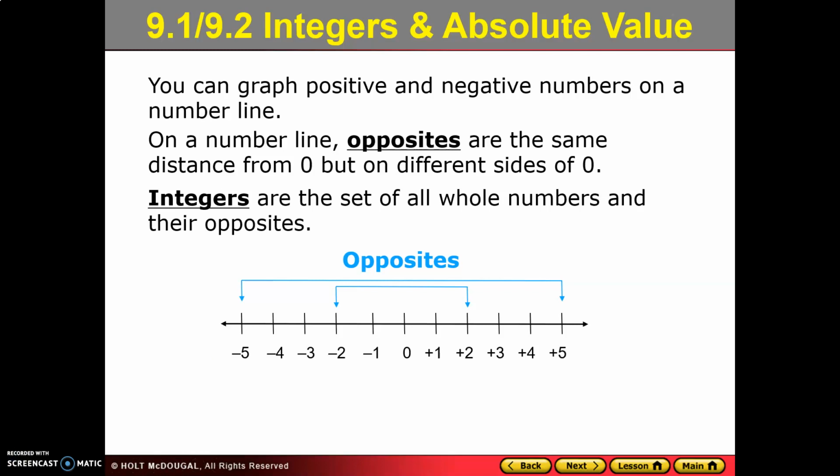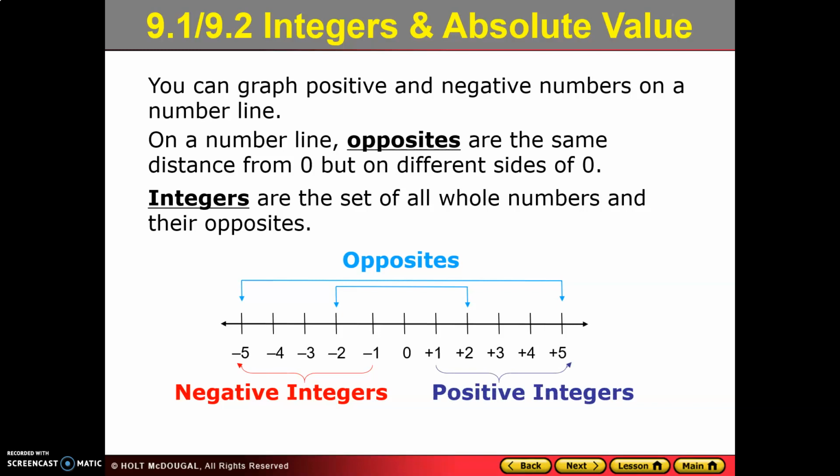Okay, now integers. The definition of integers is the set of whole numbers and their opposites. So basically that's a fancy way of saying positive and negative whole numbers. So I would jot that down: positive or negative whole numbers. Everything to the left is negative, as I mentioned. Everything to the right of 0 is positive. 0 is our neutral number. It's neither positive nor negative.